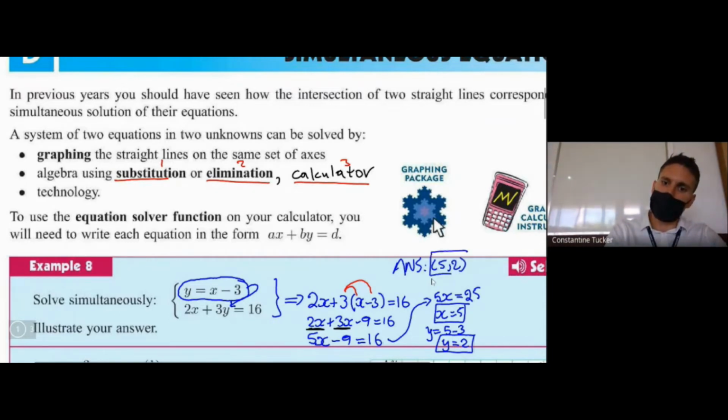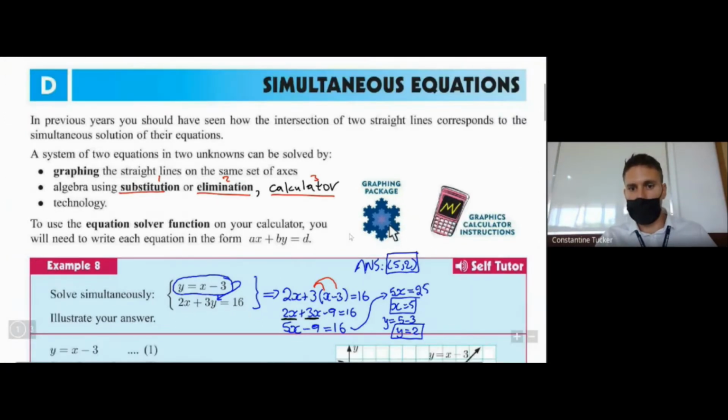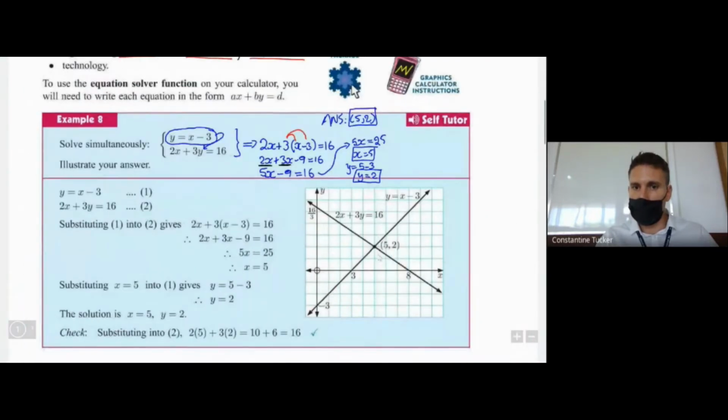This is the point of intersection between these two lines. So graphically, if I just zoom out a bit to show you what this means, it means that these two lines here meet right there, where the point has coordinates 5, 2.